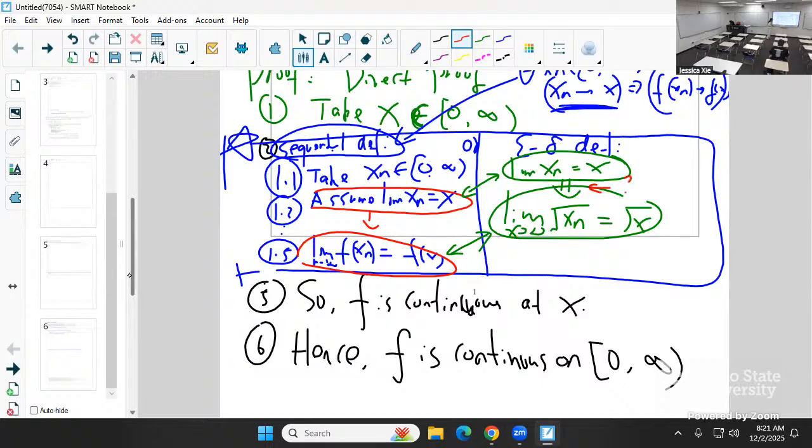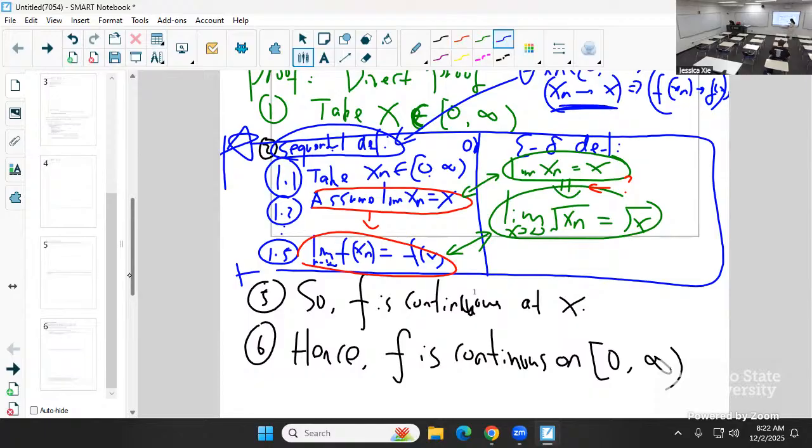If the limit of x_n equals x, do we have the limit of the square root of x_n equal to the square root of x? Well, the advantage of using the sequence definition is you can make use of theorems you have learned about sequences in section 12, section 13, section 14, and so forth, right? If you know the limit of x_n equals x, you know the limit of the square root of x_n equals the square root of x.